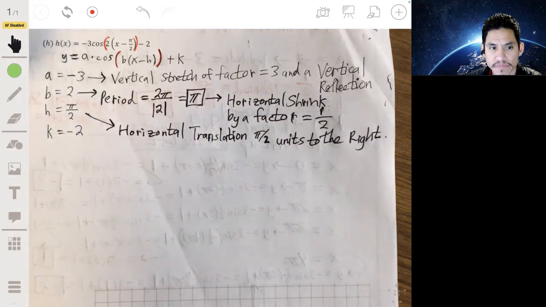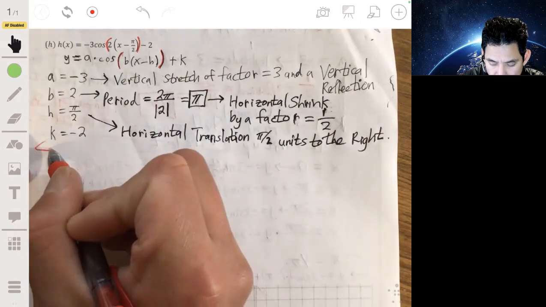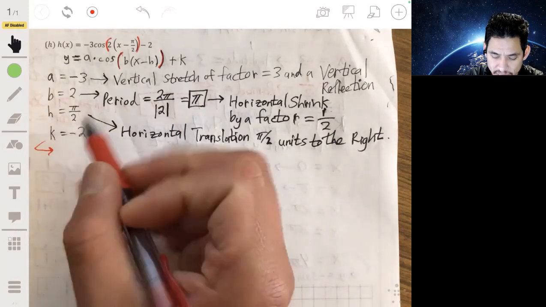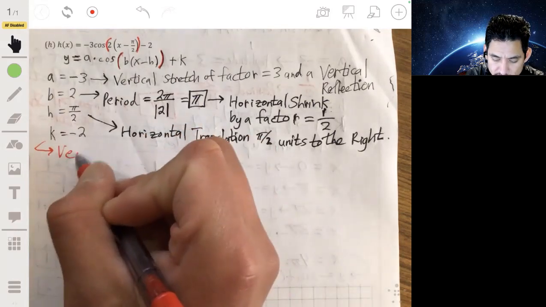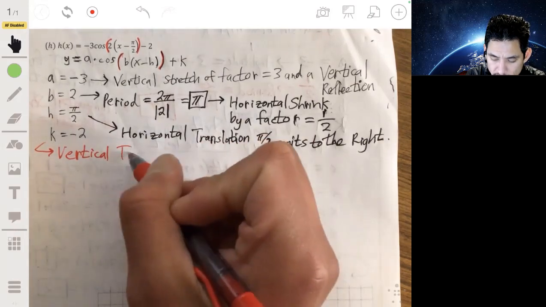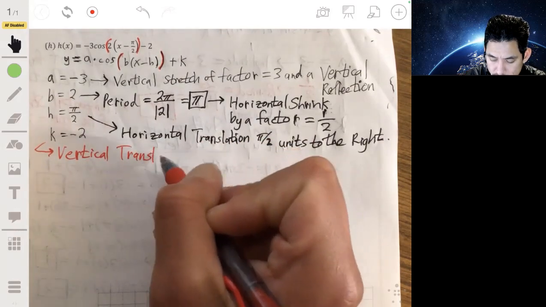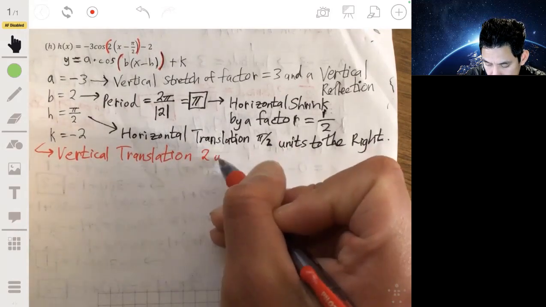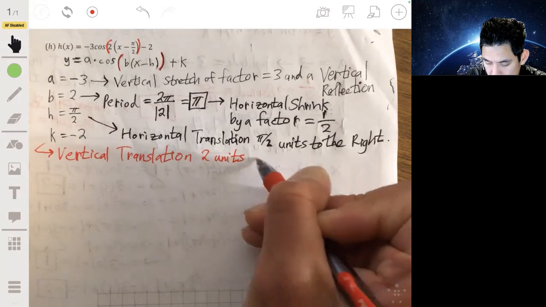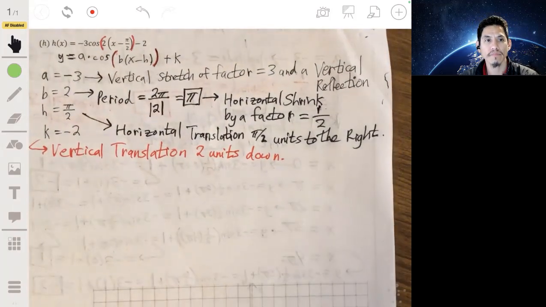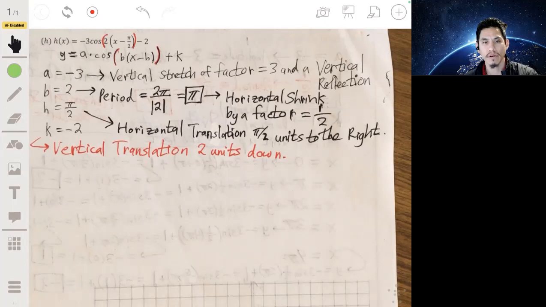And this last value, k = -2, is also a translation, but in the vertical direction. Since it's negative, it's going to be a vertical translation 2 units down. Vertical translation, 2 units down. Okay, so those are all of our transformations.